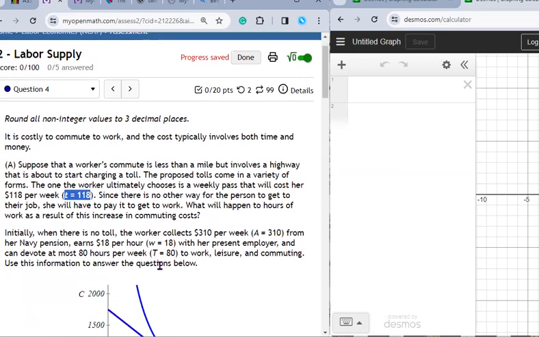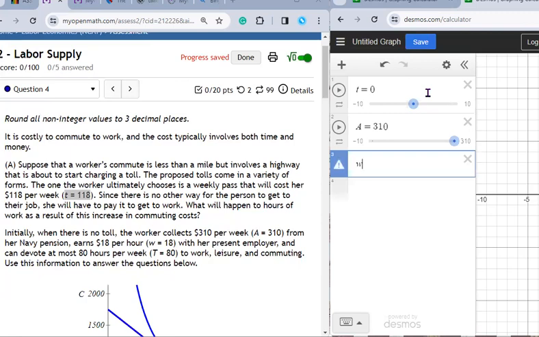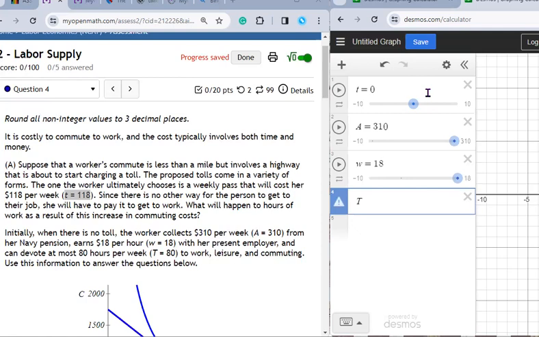What will happen to hours of work as a result of this increase in commuting cost? Initially, when there is no toll, so over here I'm going to write T, little t for toll, and it's 0. The worker collects a Navy pension, non-labor income of $310 a week. Her hourly wage is $18 with her current employer, and she can devote at most 80 hours to either work, leisure, or commuting.